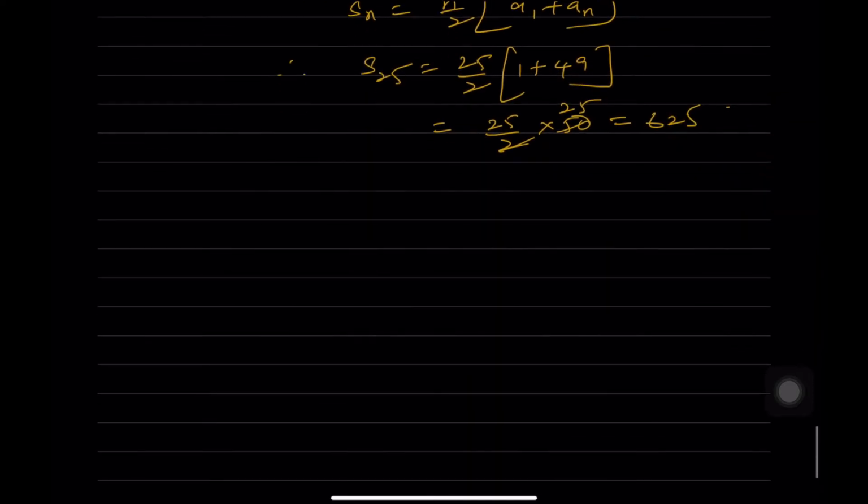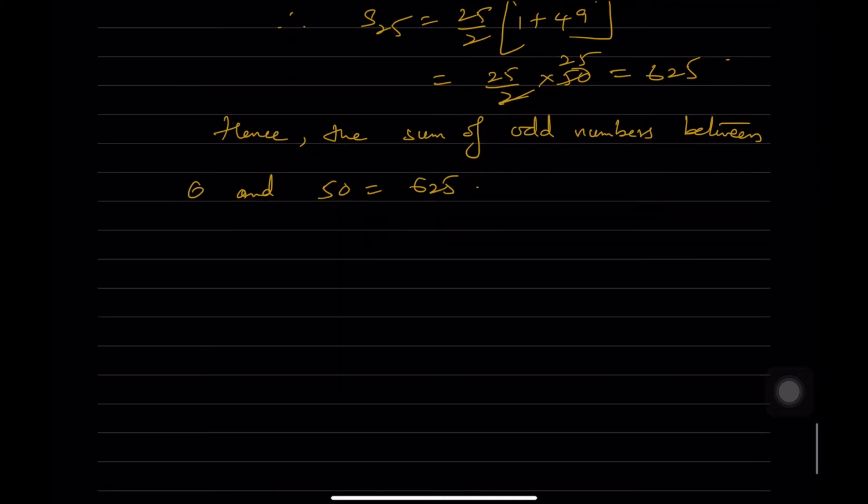So hence the sum of odd numbers between 0 and 50 is equal to 625. Next, we are going to the 15th one.